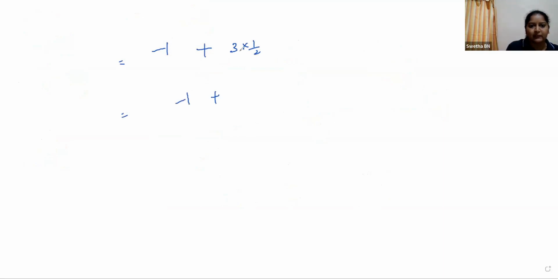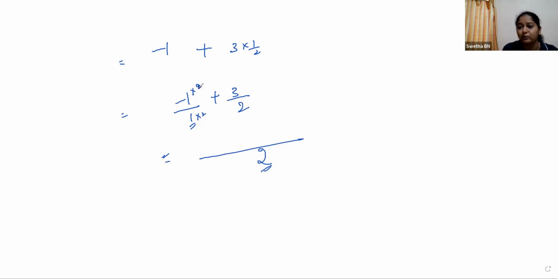So minus 1 plus 3 by 2. I will write 1 in the denominator. Now what is the LCM here? 2. Right. In the first fraction, the denominator is 1, and you have to make it 2, so I will multiply both numerator and denominator by 2. You understood why I am writing 2 here, right? Did you understand? Yes, ma'am.